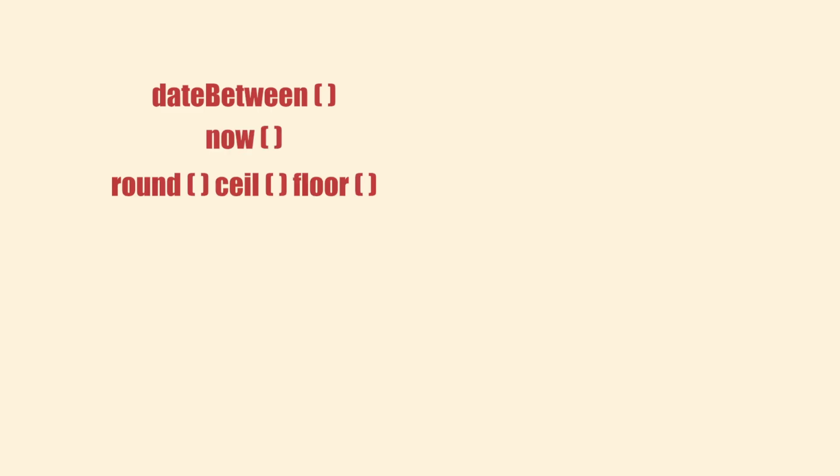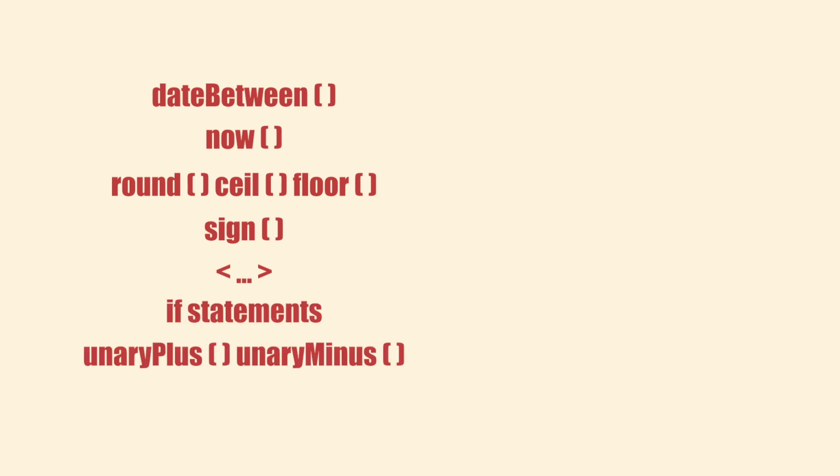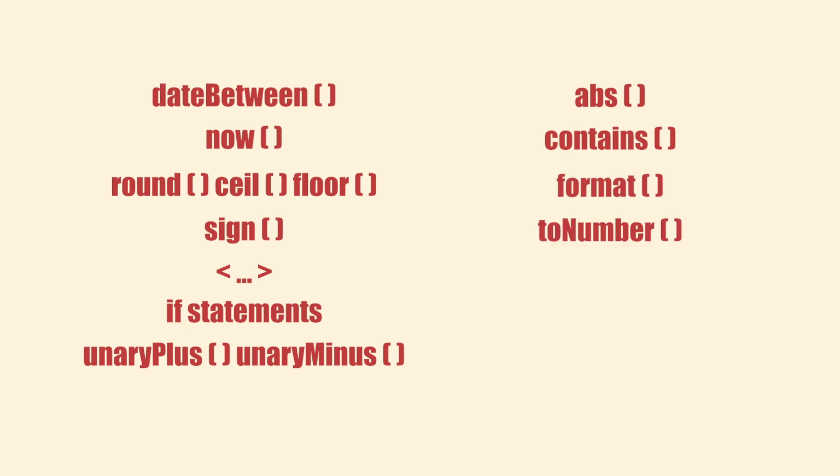What this template is going to be is a project management dashboard of sorts. We're going to create a tasks database and a projects database, connect them, and see what we can do formula-wise. As well, see what formulas can do when roll-ups are in the mix. Even though this is a singular use case, we're going to go through a ton of functions. And those functions are dateBetween, now, round, ceil, and floor, sign, less than and greater than, if statements, unaryPlus, unaryMinus, absolute, contains, format, and toNumber.